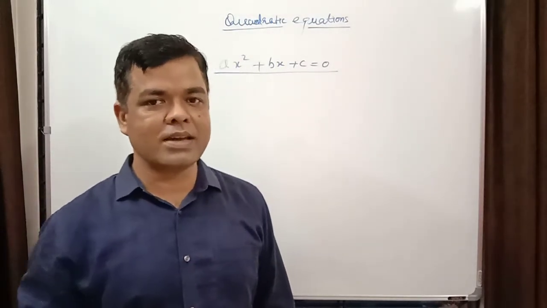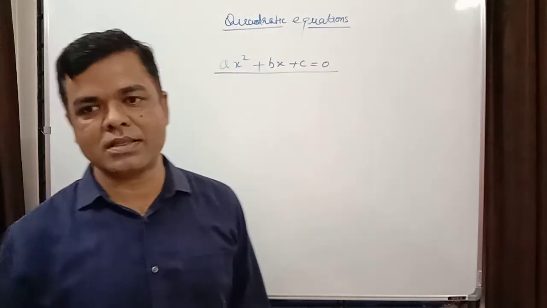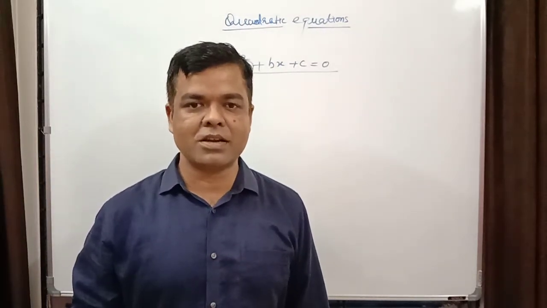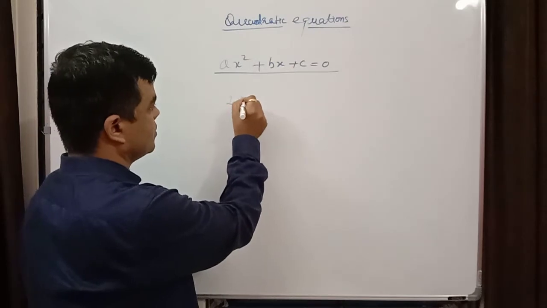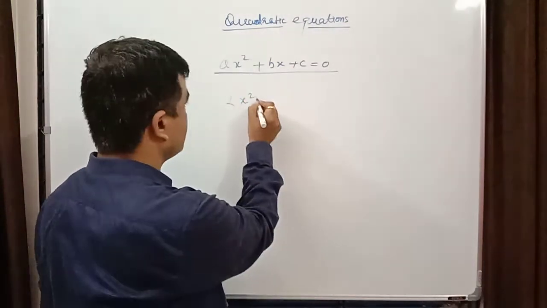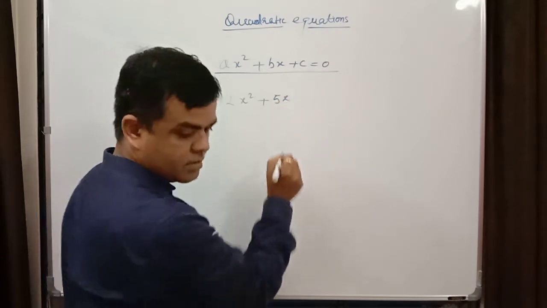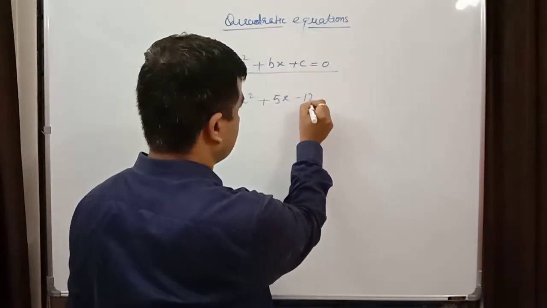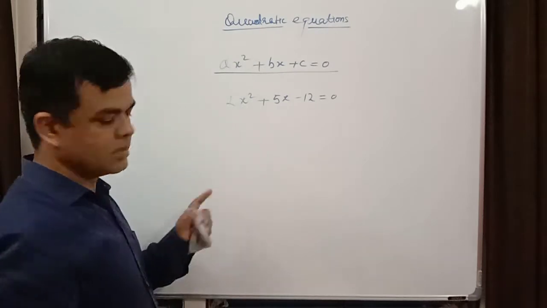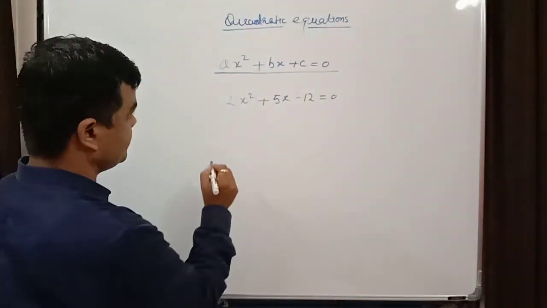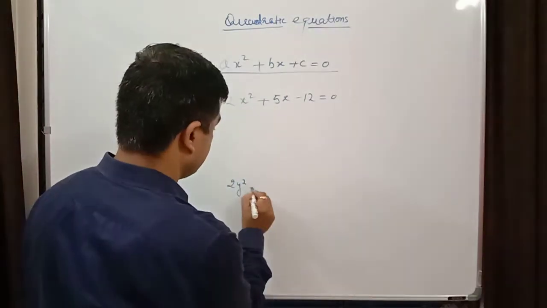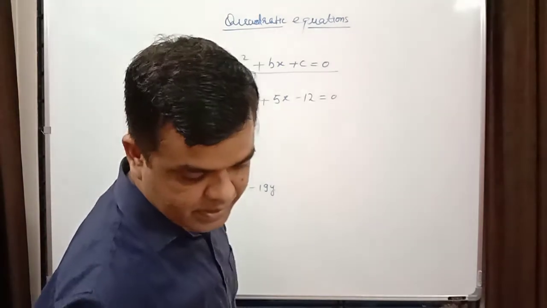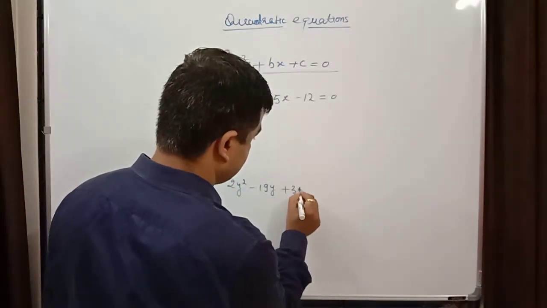Okay. So to do a correct question correctly in the right time, you have to learn the correct procedure, and what is the correct answer. Okay. So take the example of one question. 2x square plus 5x minus 12 is equal to 0. This is one equation. Then 2y square minus 19y plus 35 is equal to 0.